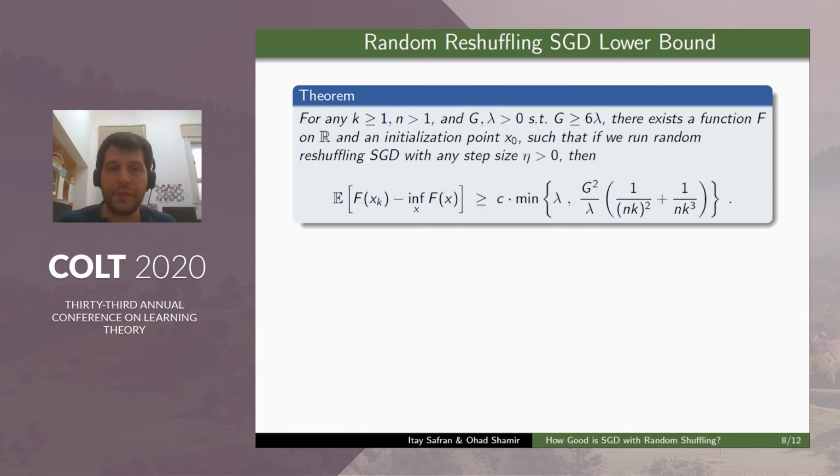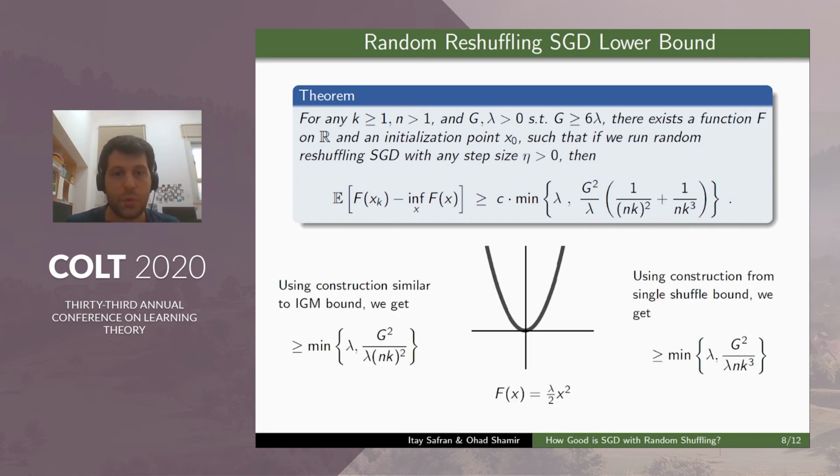For the random reshuffling case, we have under assumptions similar to the previous theorems that we can construct a univariate function and an initialization point such that the random reshuffling SGD algorithm with a fixed step size cannot attain convergence rates which decay faster than the magnitude of 1 over n squared k squared plus 1 over n k cubed.